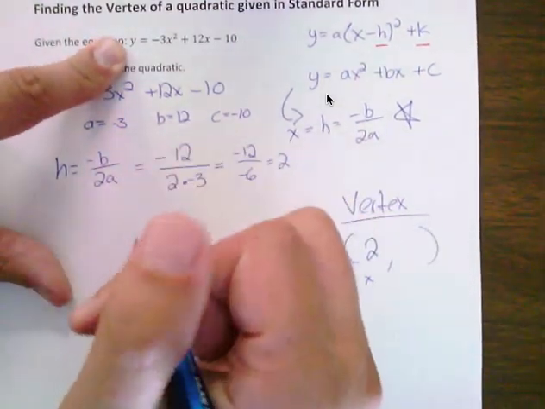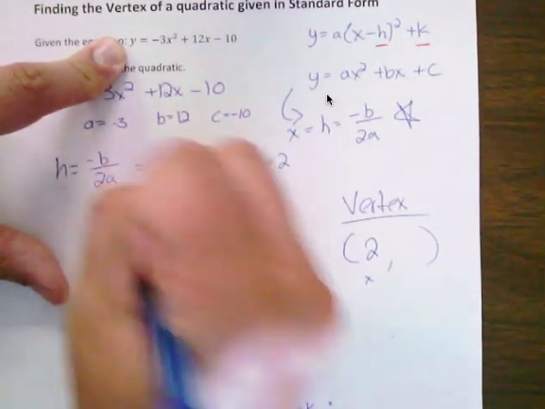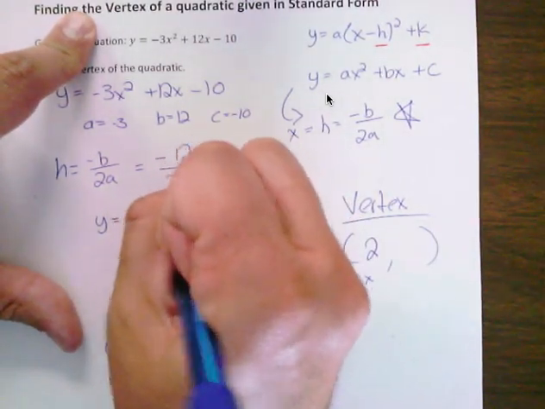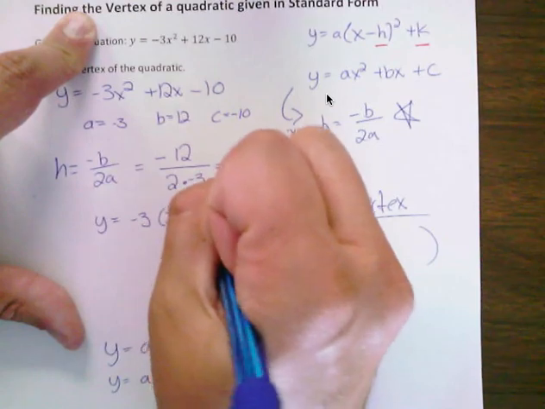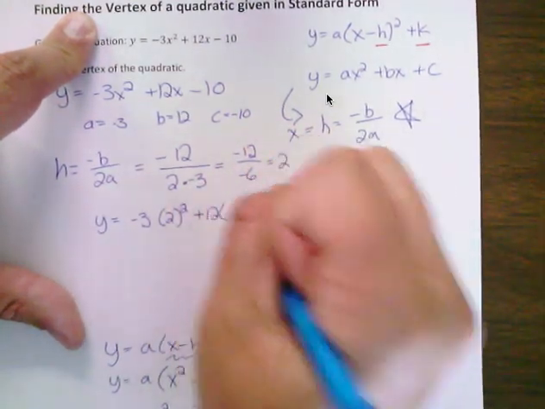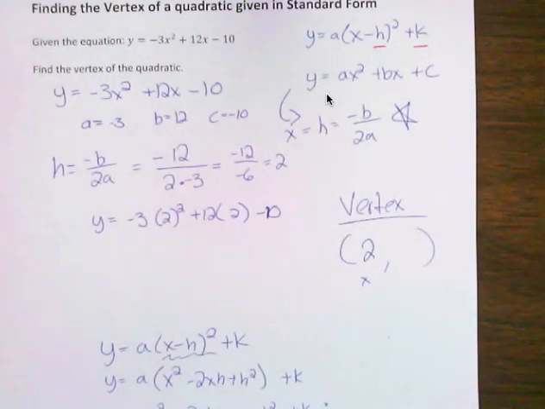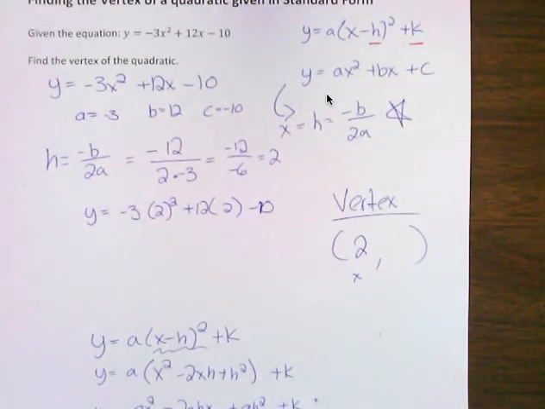So starting with this top equation, I'm going to start with y equals negative 3, and since I'm plugging in for x here, I'm going to put in parentheses 2 squared plus 12 times 2, parentheses, minus 10. Now, however you want to go about simplifying this is entirely up to you. You can try and do it piece by piece. You can try and do it all at once. Whatever you want to do is fine.